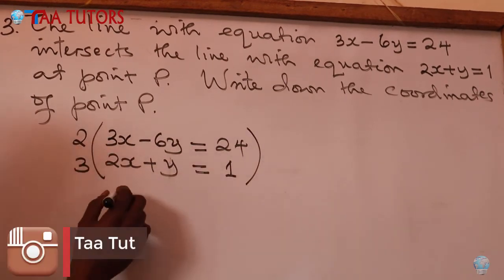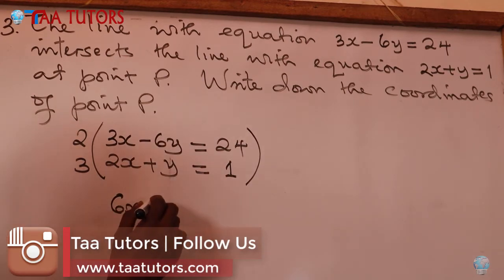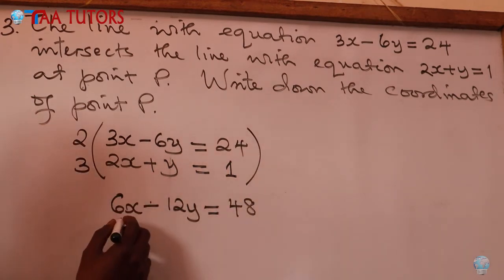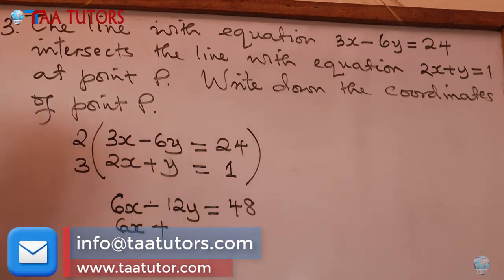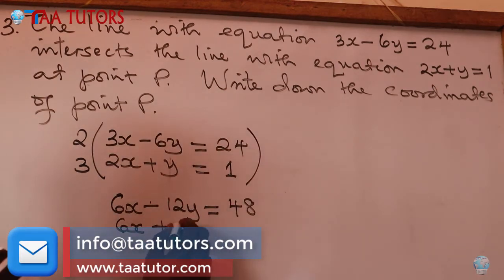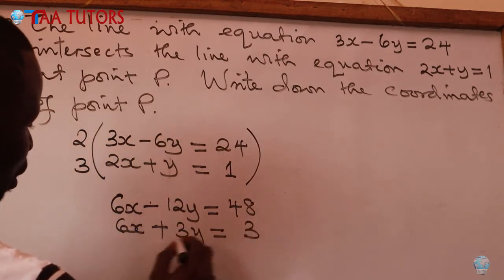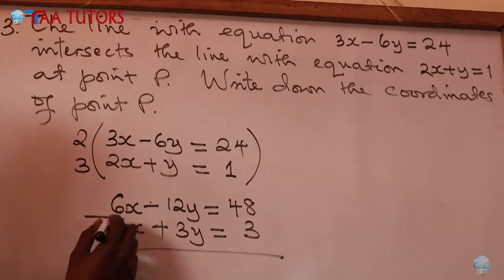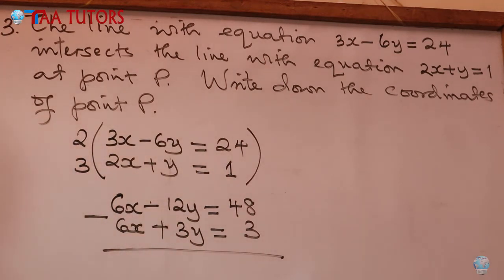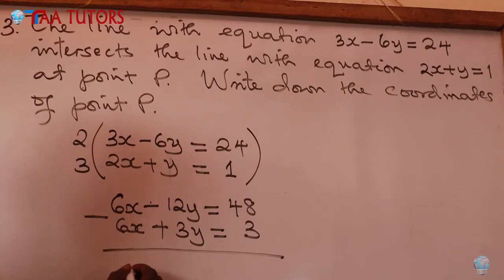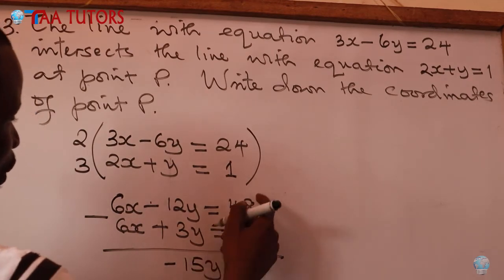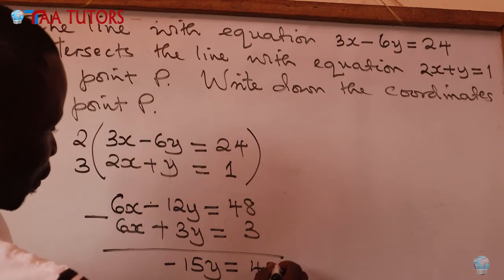Then I open the bracket. This will be 6x minus 12y equals 48. And then I will get 6x plus 3y equals 3. In this particular case, for me to eliminate x here, the first thing I have to do is to subtract, because 6x minus 6x will be 0. So after subtracting, this will be 0 here. So what about negative 12y minus 3y? That will be minus 15y equal to 48 minus 3, which is 45.